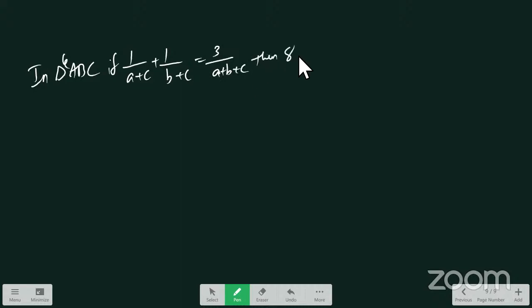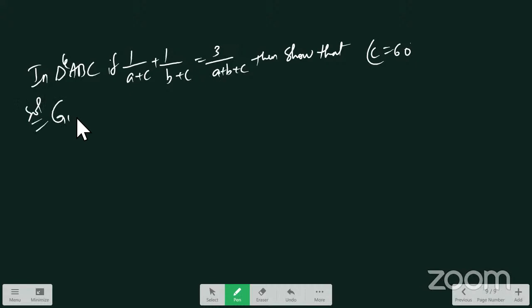In triangle ABC, if 1 by (A plus C) plus 1 by (B plus C) is equal to 3 by (A plus B plus C), then show that angle C is equal to 60 degrees.